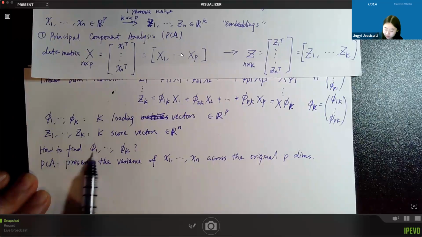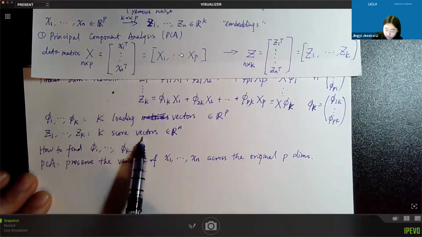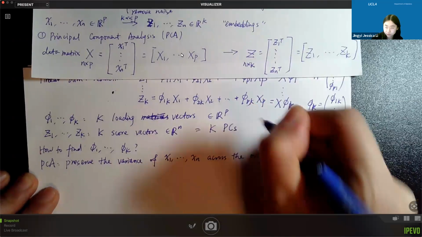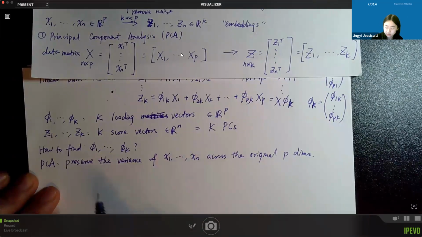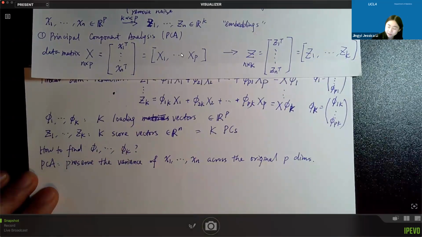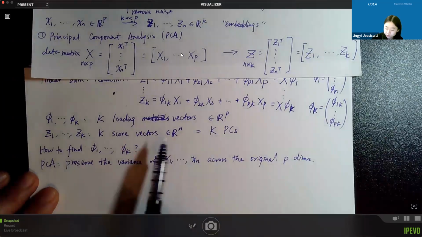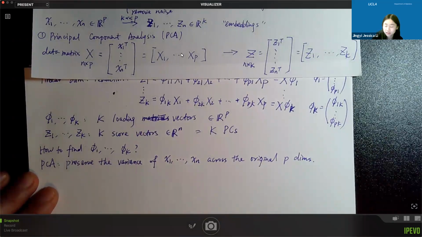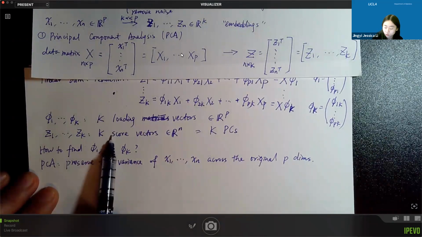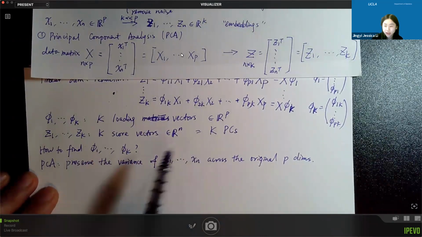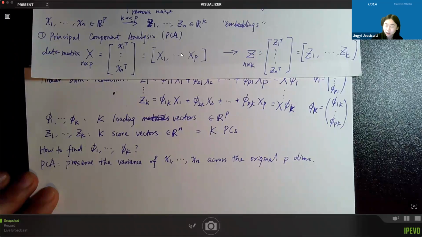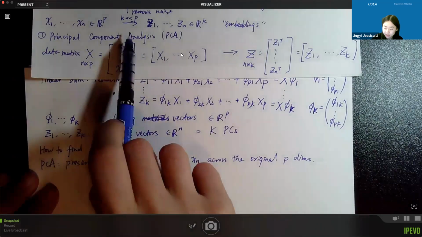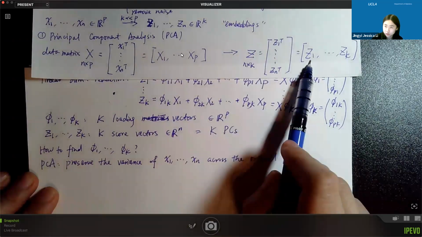And furthermore, I forgot to say that these k score vectors, we can also call them KPCs, K principal components. These are the score vectors. I know that there's some confusion or ambiguity in terminology. Some people refer to the loading vectors as PCs, but I think the majority of people think we should call the score vector the PC. So in other words, the first PC is the first score vector, the transformation of our n data points into the first new dimension.